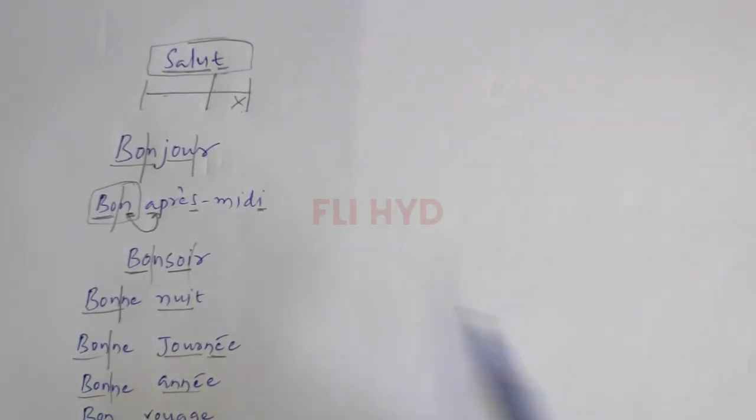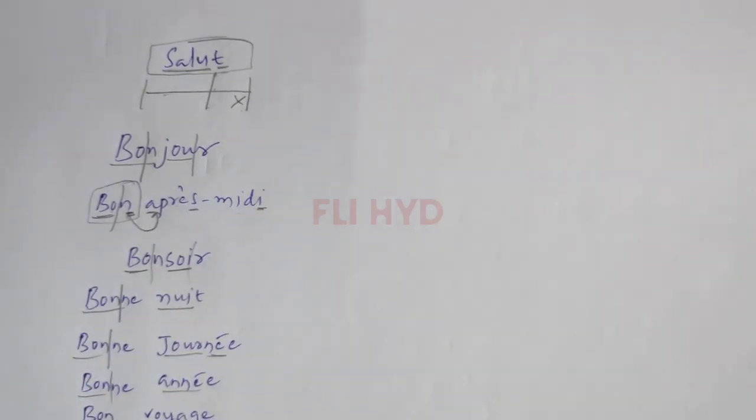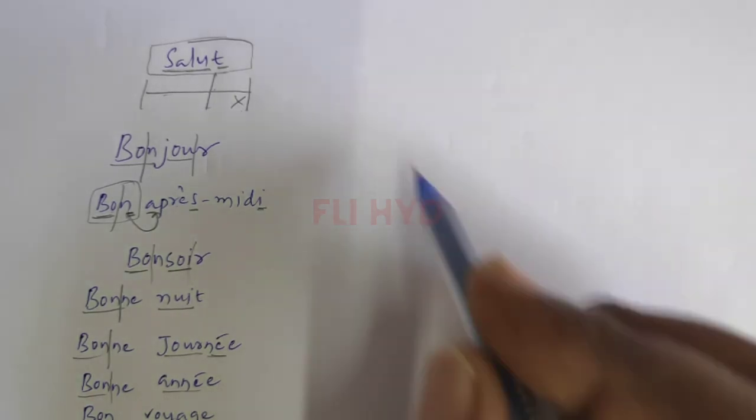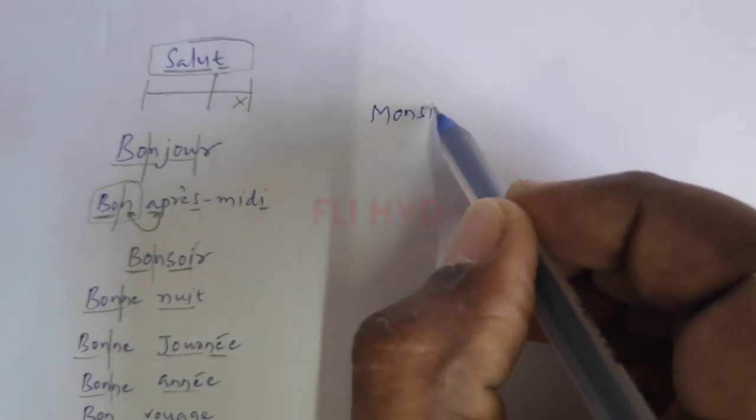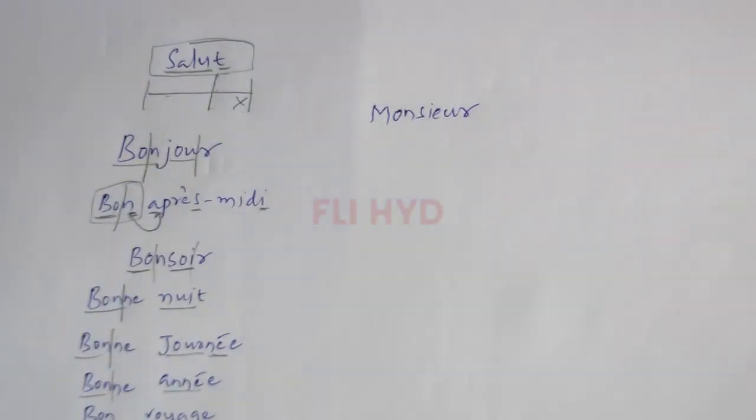For example, you're saying salut or bonjour to someone, okay, hi or good morning, but you don't know the name of the person. Then how do we say it normally? If it is a male, we say hello sir, hello mister, or hello gentleman. If it is a lady, hello madam, hello miss. So a male whose name you don't know, we call monsieur.